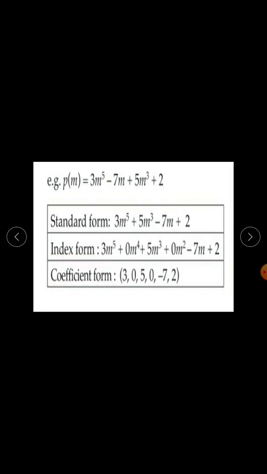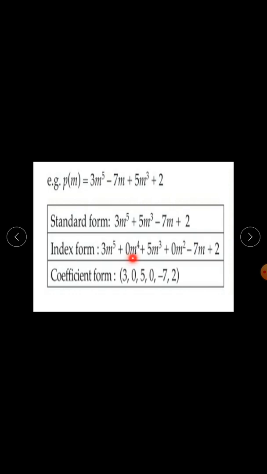Next is coefficient form. One can write the coefficients of the variables by considering all the missing terms in the standard form of the polynomial. This form of the polynomial is called coefficient form. So first you have to write the index form. In coefficient form, you have to write the coefficients of all terms. Here for m raised to power 5 the coefficient is 3, so first write 3.